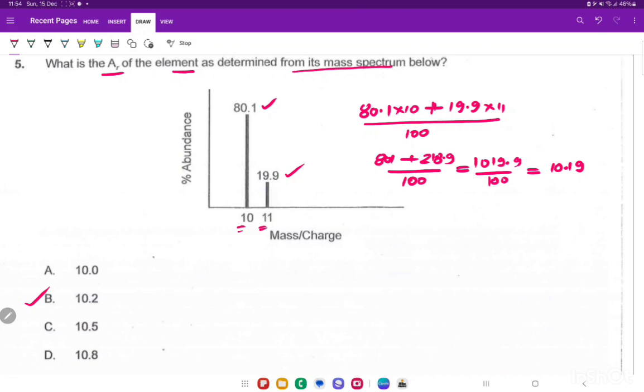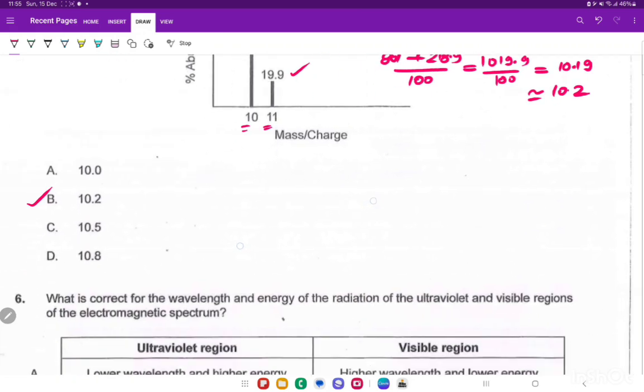Answer is B. The percentage abundance multiplied by the mass, that is 80.1 into 10 plus 19.9 into 11, upon 100, equals the AR. AR will be equal to 10.19, approximately 10.2. This is the answer. For the fifth question, the answer is B.